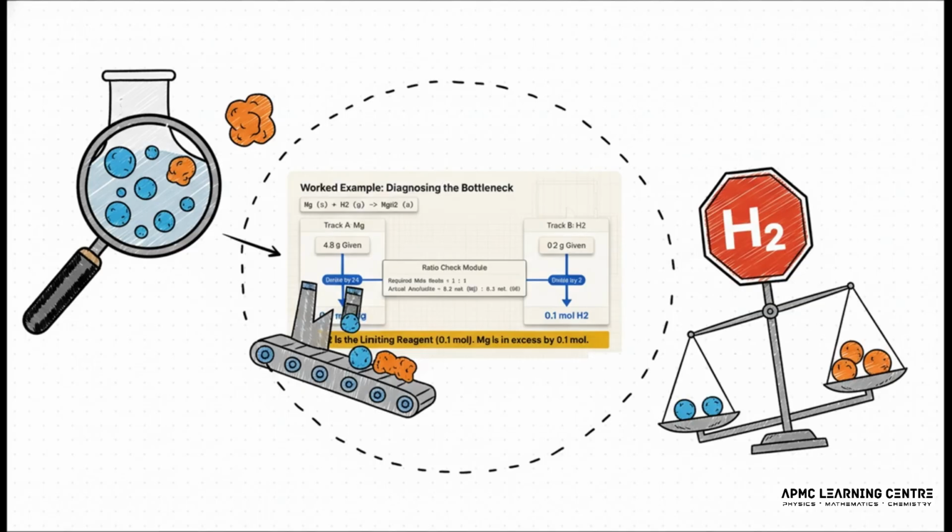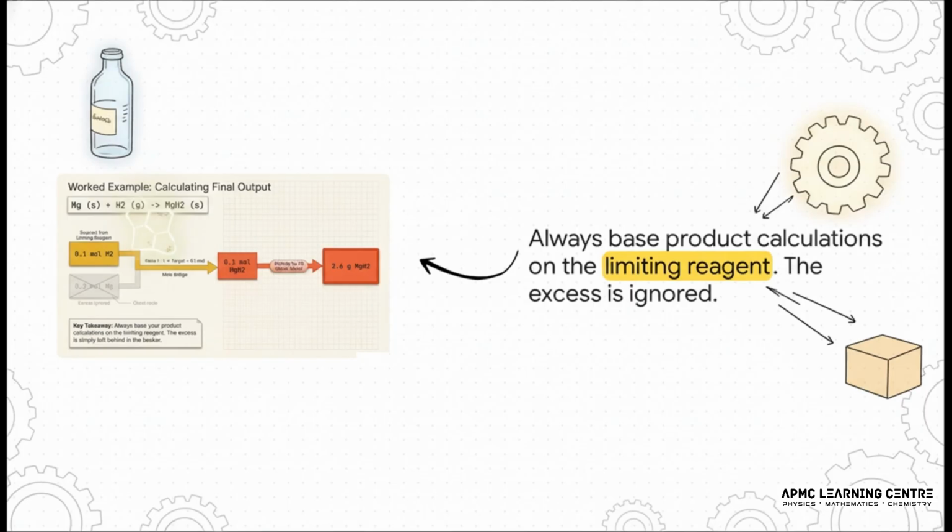Well, it's a two-step process. First, we take the mass of each of our reactants, say magnesium and hydrogen, and we convert them into moles. Now, don't let the word moles scare you. It's just a way chemists count atoms. It's like the universal currency of chemistry. So, our recipe says we need a 1-to-1 ratio. But look, we've got 0.2 moles of magnesium and only 0.1 moles of hydrogen. It's pretty obvious, right? The hydrogen is going to disappear first. That's our bottleneck. And this is the absolute key takeaway. When we're trying to predict how much stuff we're going to make, we have to base our entire calculation on the limiting reactant.